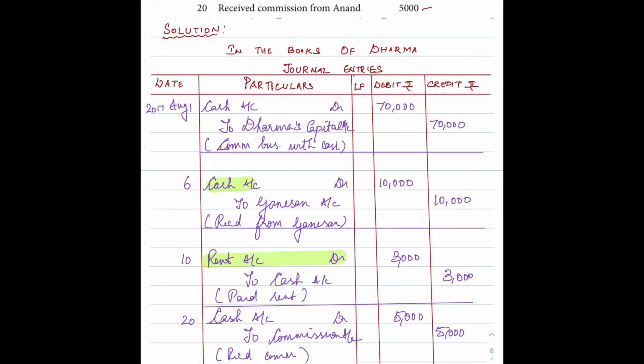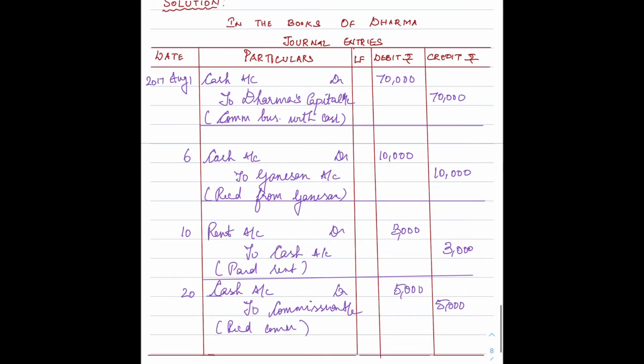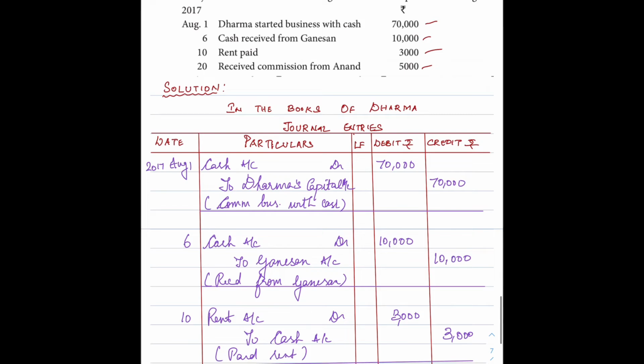We have already seen how it will appear, and we have discussed the journal in detail. Next is the last transaction: on the 20th, received commission from Anand, rupees 5,000. Cash comes in, being real, and this is nominal, so credit all incomes and gains, to commission received. Able to follow? This is how we will be journalizing.